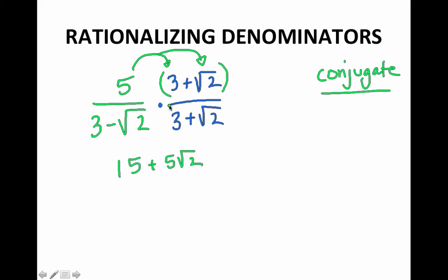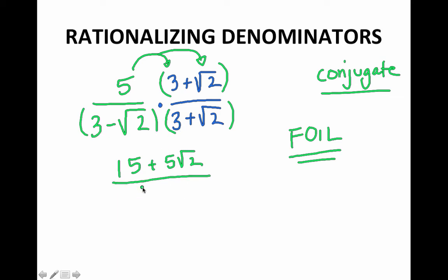And then in the denominator, you have the difference of squares. So it's a binomial times a binomial. We could FOIL it, but that's kind of a waste of our time at this point in our math career. And with this pattern, we can multiply these first terms together to get 9, and then these last terms together to be minus 2, because the square root of 2 times the square root of 2 is 2. And the middle terms cancel each other out. So we would just simplify at this point over here, 15 plus 5 root 2 over 7.